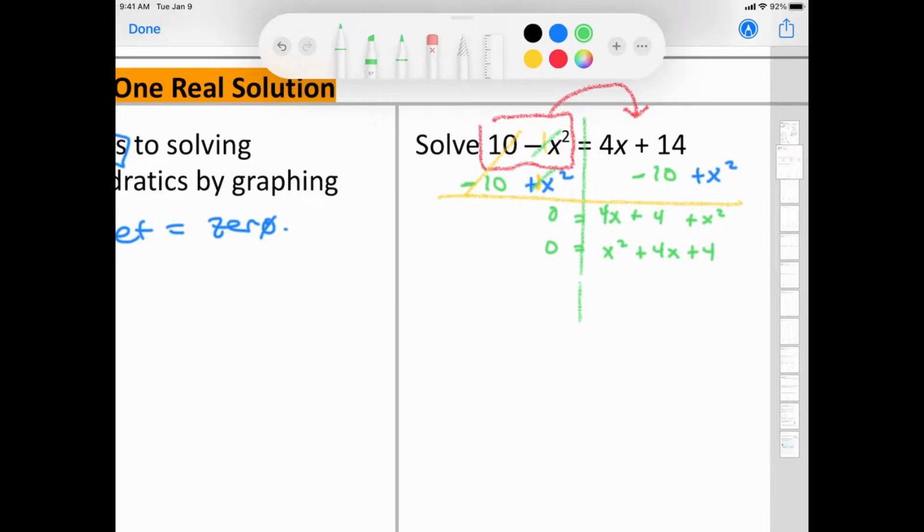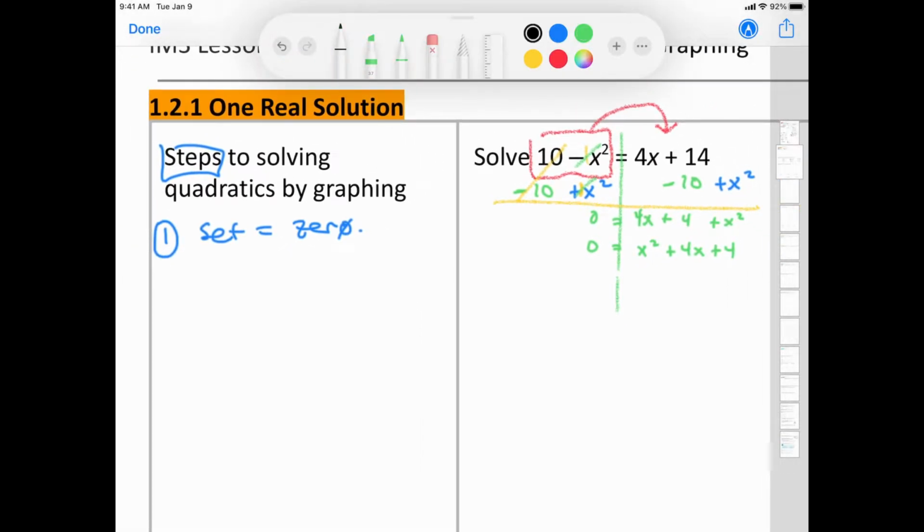The second thing I'm going to do is find the axis of symmetry. If you pull out your formula sheet, which is just a piece of paper that you write down maybe one formula for each lesson, there is a formula. And that is x equals negative b over 2a.